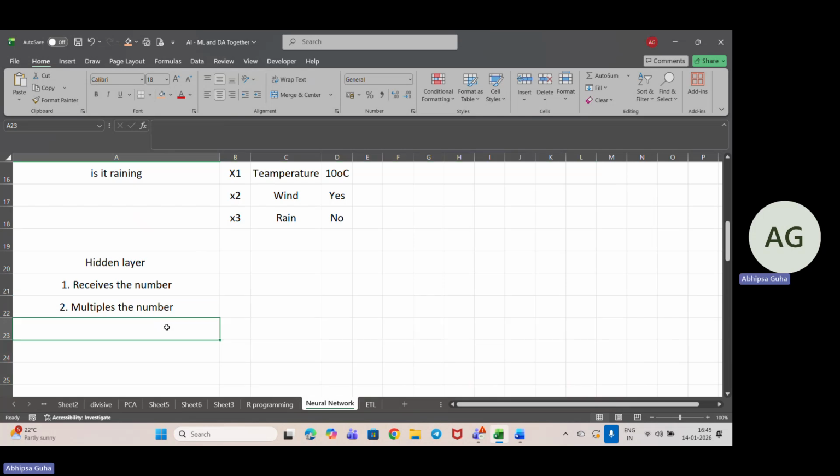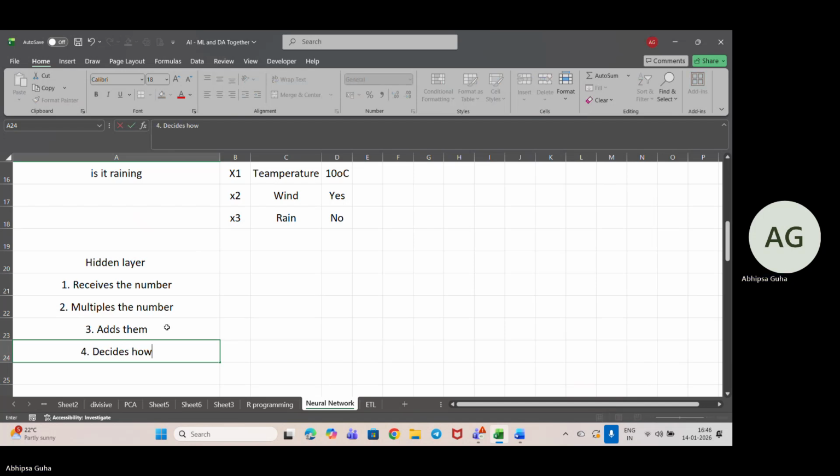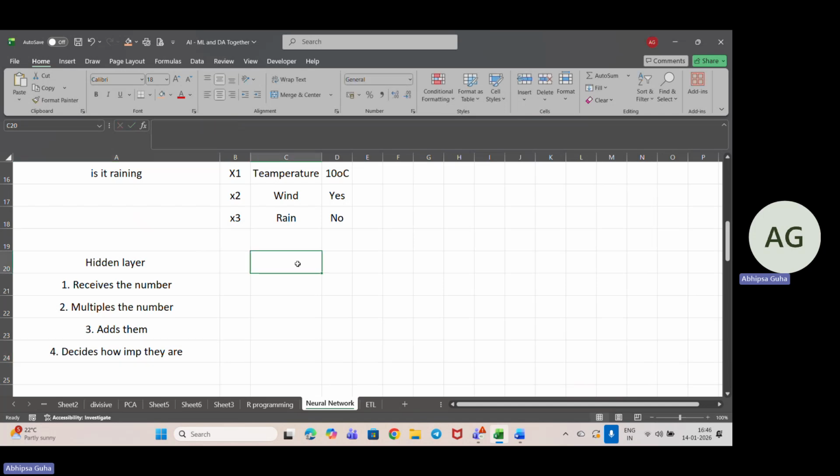Okay. So next we have multiplies the number. Then it adds them. Then it decides how important they are. Okay, and now let's learn how it does that. We have already discussed weight. I guess you remember about weight. So weight measures how important this input is.